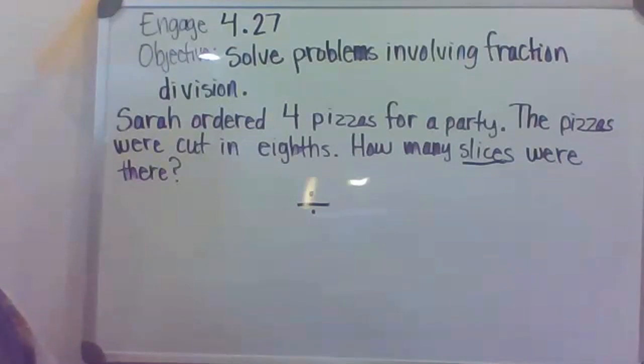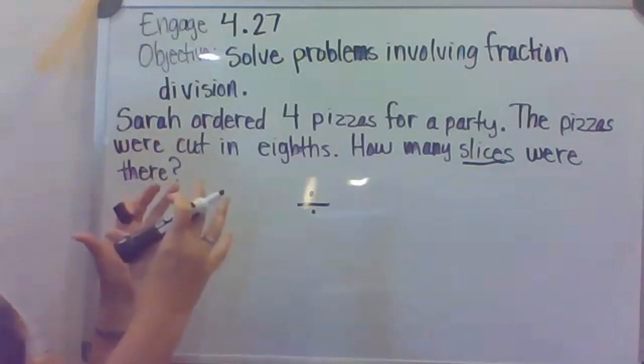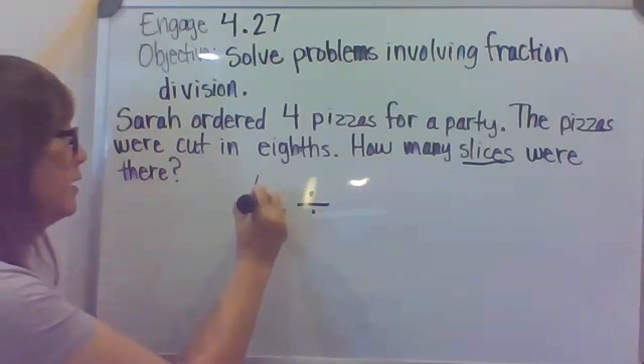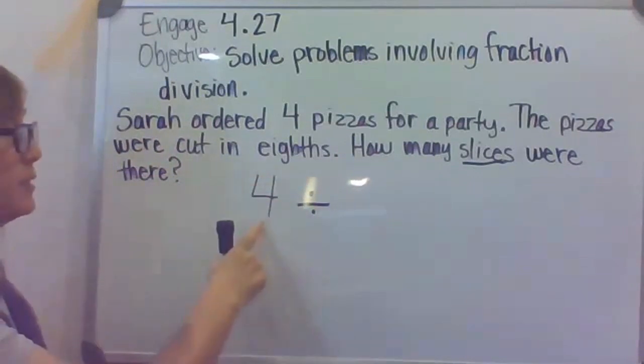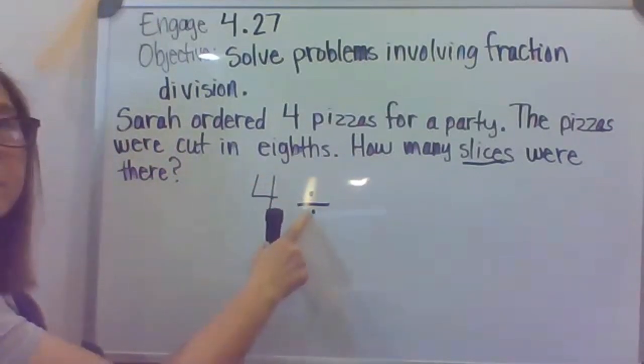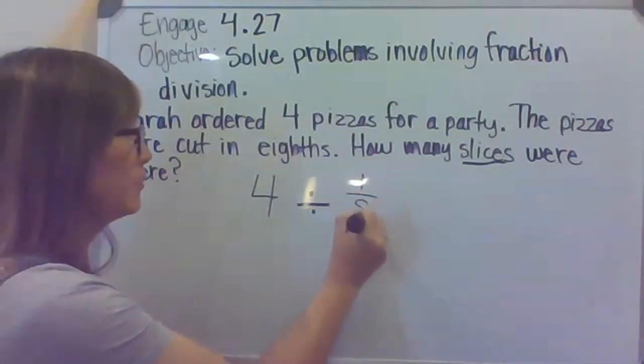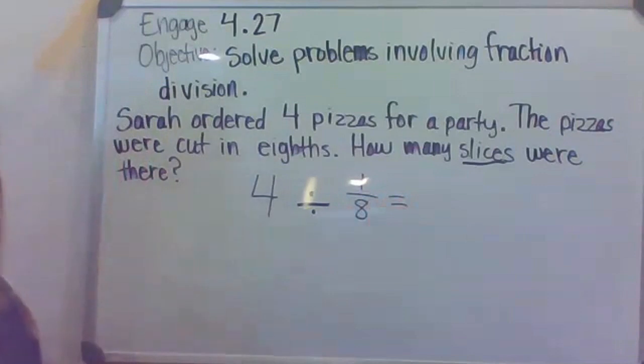Okay, hopefully you can hear from that word problem that our dividend, the chunk that's being shared, which is not always the biggest number, the chunk being shared is 4 pizzas. So 4 pizzas are being divided or shared into eighths. So you write that as a unit fraction. So that would be your equation that you would need to come up with first.